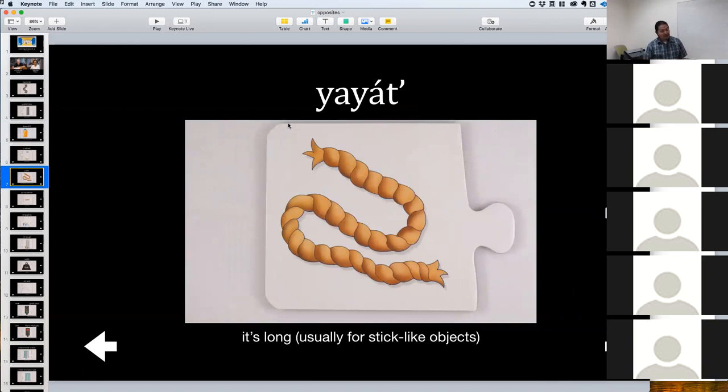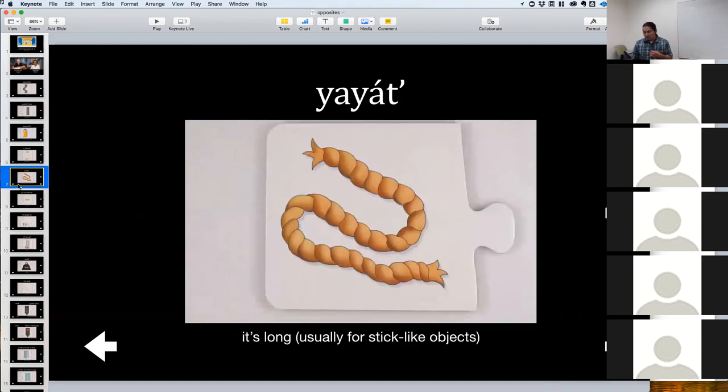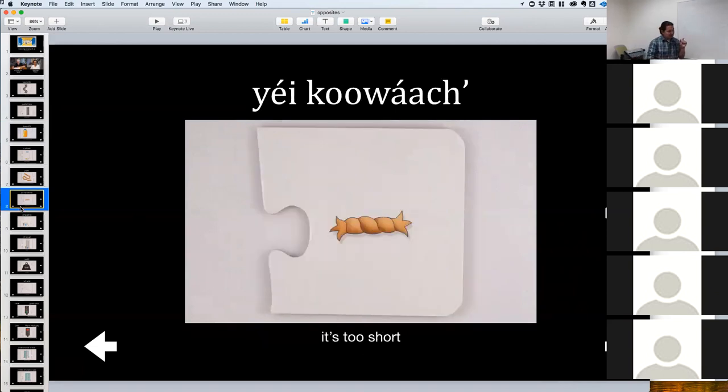Yayat. It's long. And usually a stick-like or a rope-like thing. Yekuwat. And so it presents some interesting things, because in English you'd say long, not long, or maybe short. So in this one, yayat would be long, you could say kesh uyat would be not long, but then yekuwach actually means it's too short, because it's a little tiny rope.